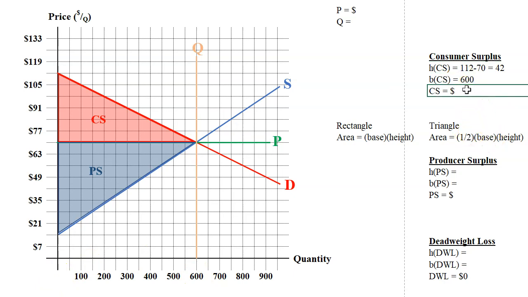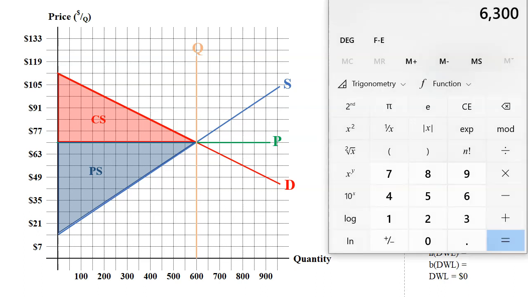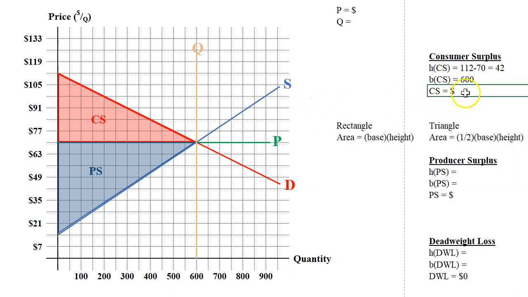And so now to get consumer surplus, we basically just have to do 1/2 times base, which is 600, times height, which is 42. So I'm going to pull up a calculator, and we're going to do 1/2, which is 0.5, times base, which is 600, times height, which is 42. Press enter, and we get 12,600. And therefore, the consumer surplus in this situation is 12,600.